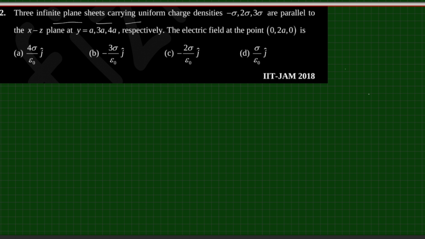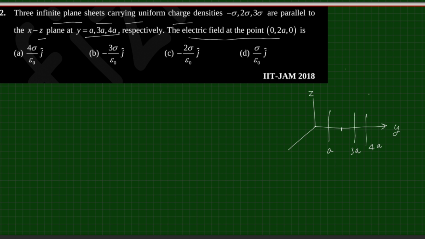In this question, 3 infinite sheets are arranged in the xz plane at these positions. So let us first draw. The first sheet is at A, the second sheet is at 3A and the third at 4A, and we have to calculate the electric field at 2A. This is the y axis, z axis and x axis. We have to calculate the electric field here at 2A. These are minus sigma, 2 sigma and 3 sigma.